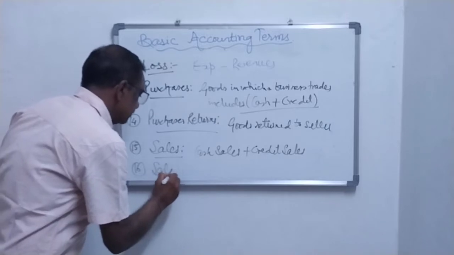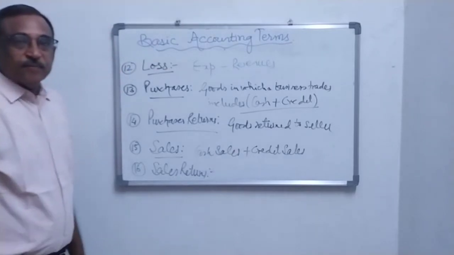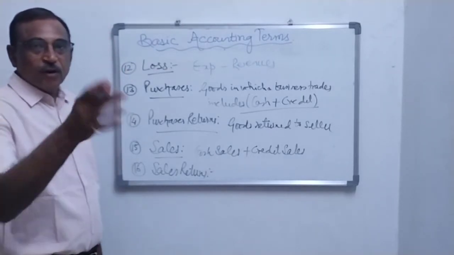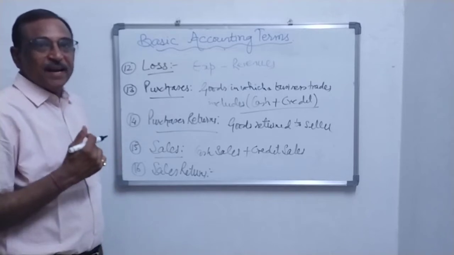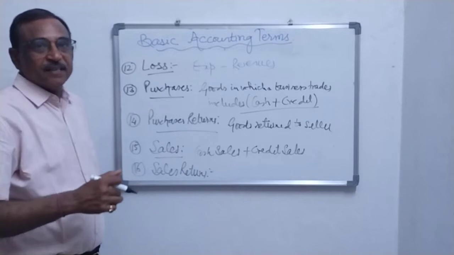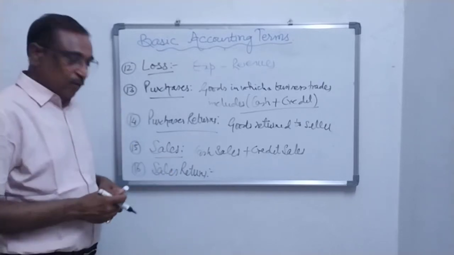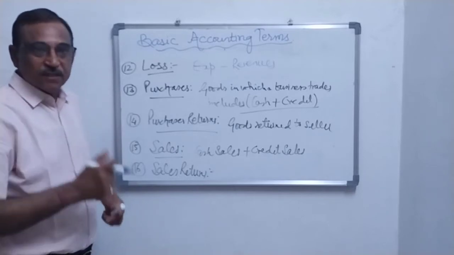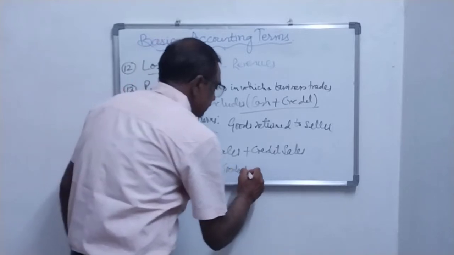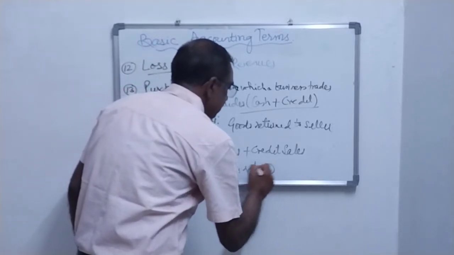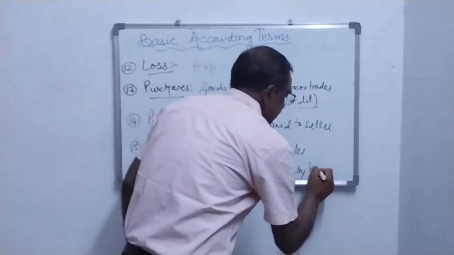Now 16th is sales return. You have sold the goods to your buyer, but due to any reason, when the goods are received back at your end, it will be your sales return, because the sales have come back in the form of goods. So, goods returned back by purchaser.